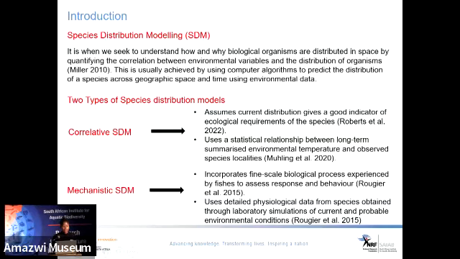Correlative SDMs assume that the current distribution of a species gives a good indicator of the ecological requirements of that species. It uses a statistical relationship between long-term summarized environmental temperature and observed species localities. Then your mechanistic SDMs incorporate fine-scale biological processes experienced by fishes to assess their response and behavior, and use detailed physiological data from species obtained through laboratory simulations of current and probable environmental conditions.